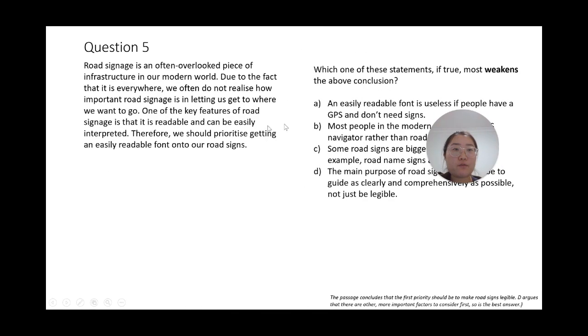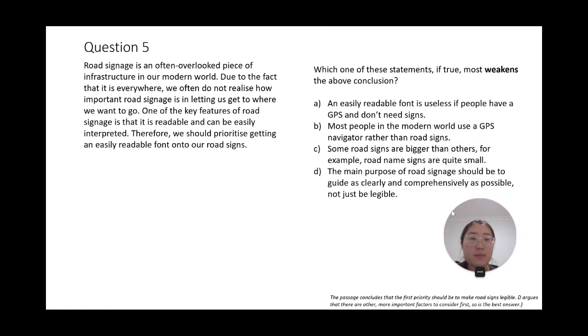Question 5. If true, which one most weakens the above conclusion? So what is our conclusion? We have our magic word here. Therefore, we should prioritize getting an easily readable font on our road signs. And why? It says here because it's one of the key features. It's that it is readable and can be easily interpreted. So they're emphasizing that this legibility, how readable our signs are, is actually the most important fact about road signage. What would weaken this conclusion?